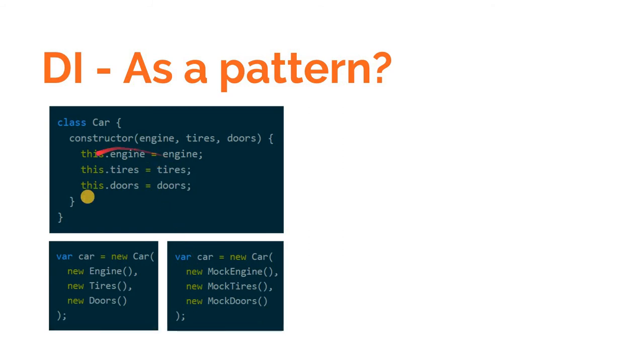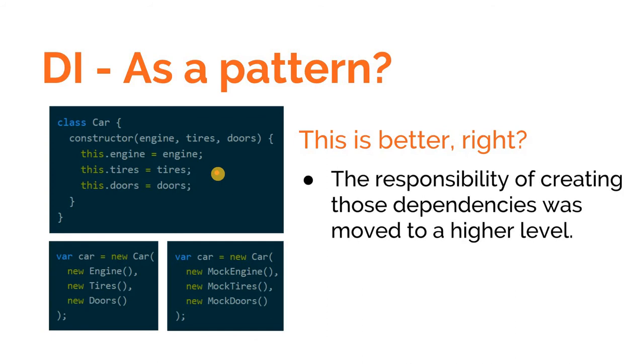Okay, so we as a developer or the designer of this car class won't really have to take care of how these engines, tires, and doors are created. We just need them, and the user of this car class is going to provide them to us. So basically the responsibility of creating these dependencies was moved to a higher level, that is to the one who is using this car class.